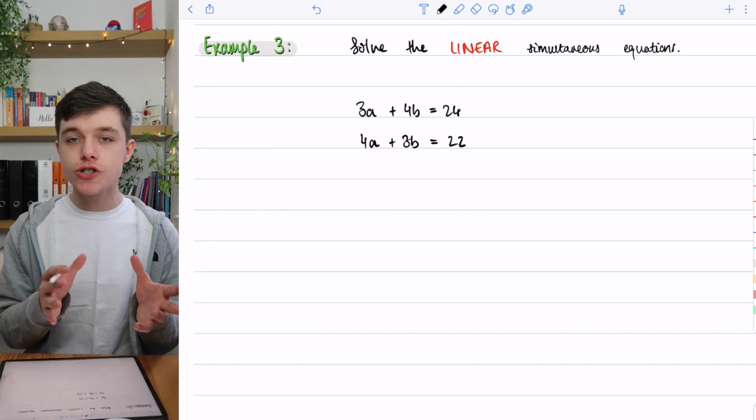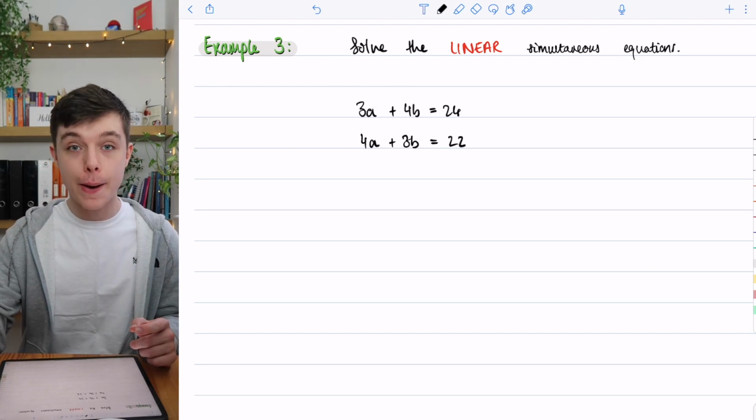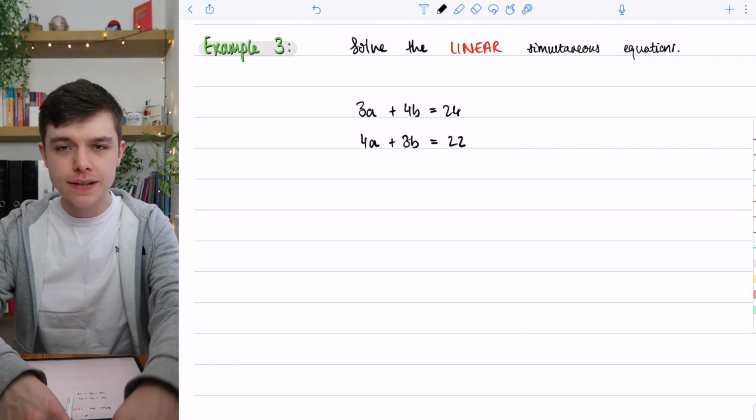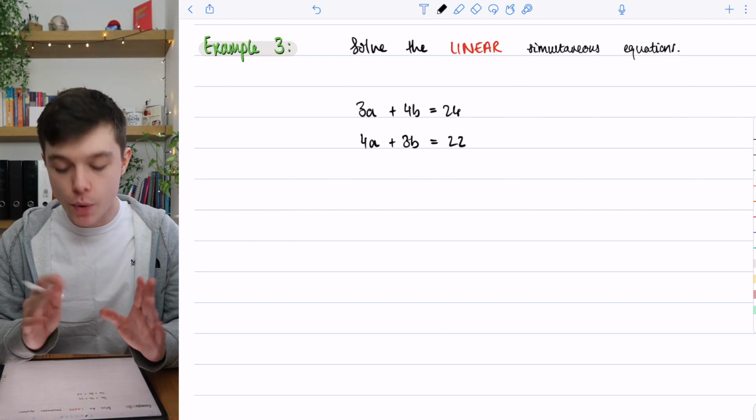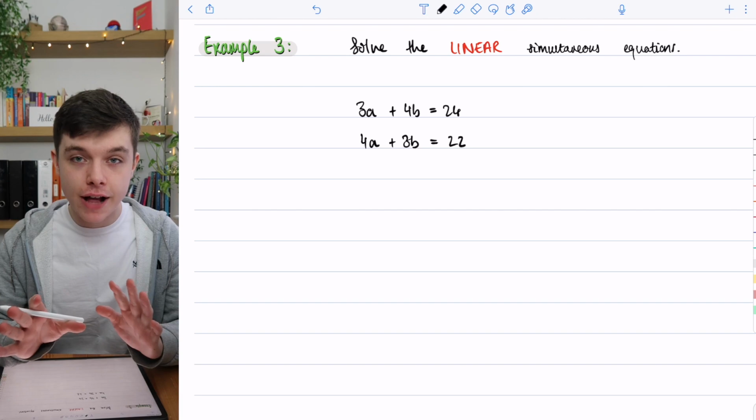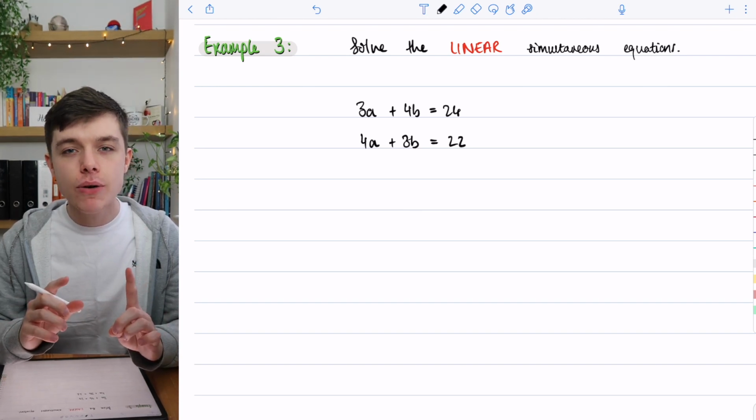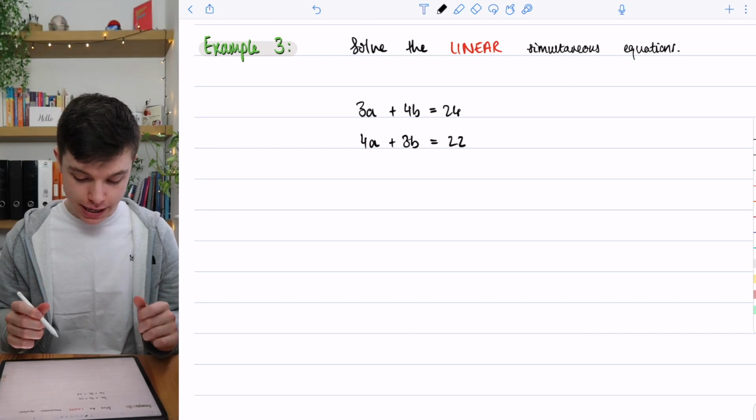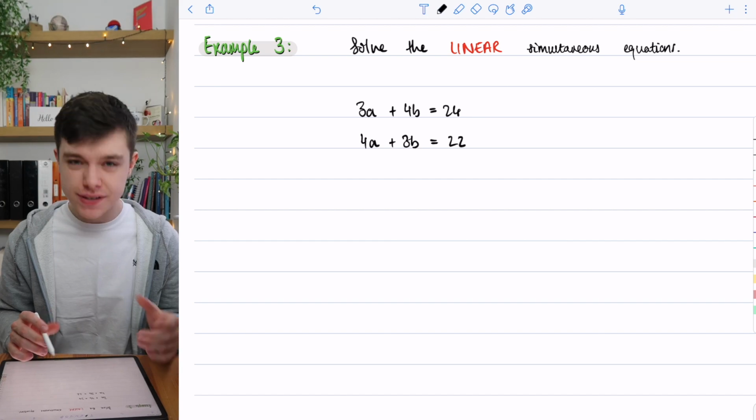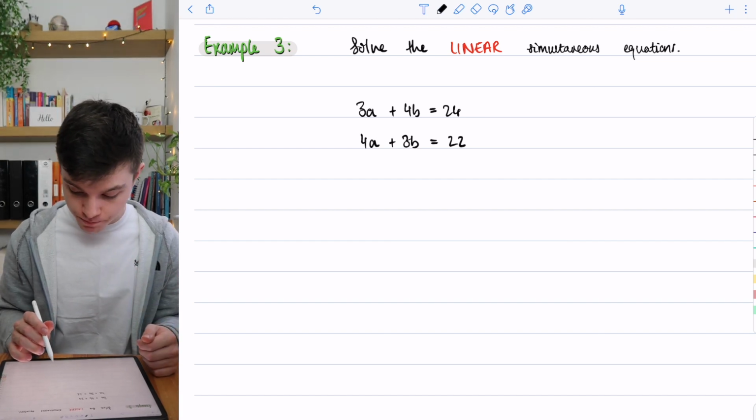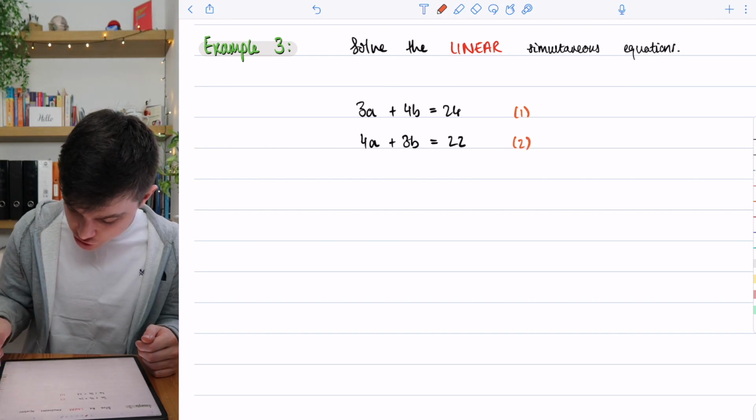So what we want to do in this case is eliminate either a or b. Now there's a little step that we need to do to both equations here before we do anything. We need the same value of a or b in each equation. I'm going to eliminate a here, by getting the same number of a's in each equation. To do that, I'm going to again call this number 1 and this number 2.